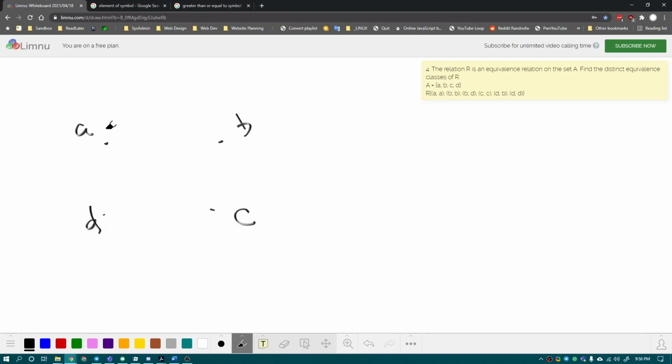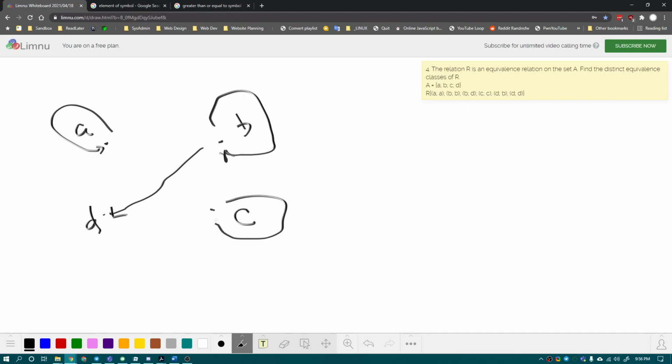So we have A relates to A, B relates to B, B relates to D, C relates to C, D relates to B, and D relates to D. And let's remind ourselves what we mean by equivalence classes.